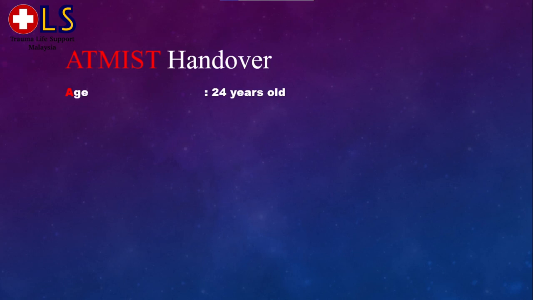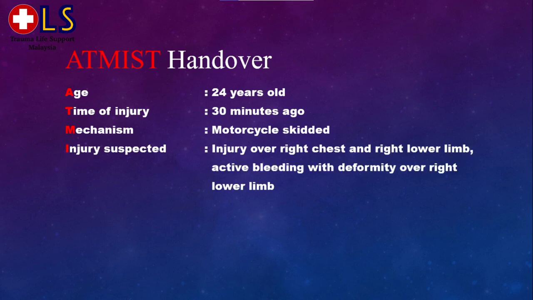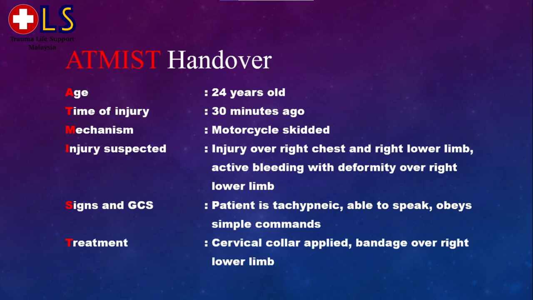24-year-old gentleman alleged involved in a motorcycle road traffic accident. Upon assessment by PHCP, patient complained of pain over the right chest and right lower limb. Noted active bleeding over right leg with deformity. Patient appears to be tachypneic. However, he is able to speak and follow simple commands.